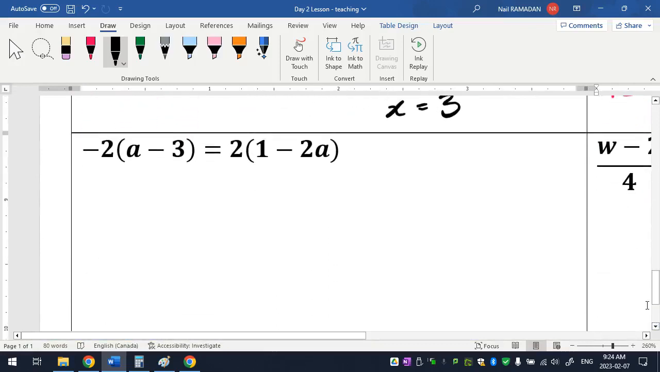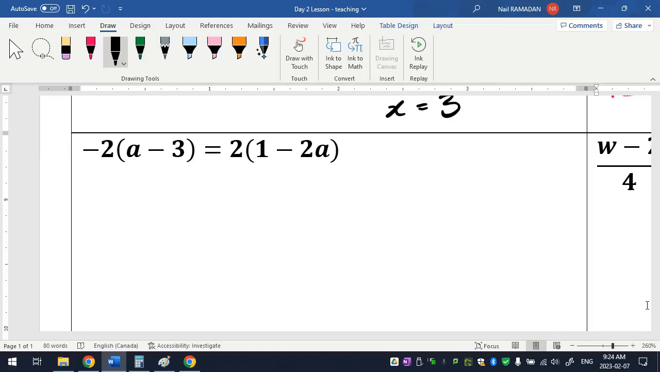Who knows how to do anything like this? What's the first step? Come on, think. I have a number next to a bracket. What do you do? Multiply. Or what? How many people raise your hand if you heard the word expand? We're going to do a lot of expanding. Maybe not in the first few units, but definitely when we do quadratics and that kind of stuff.